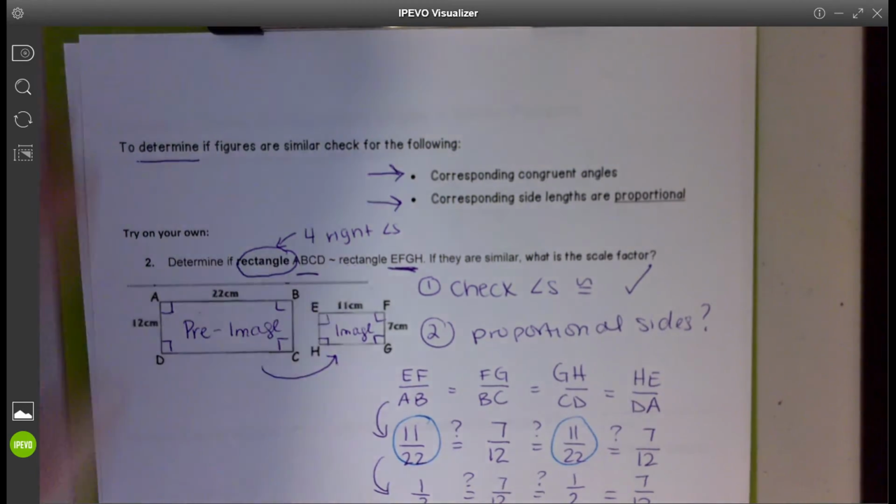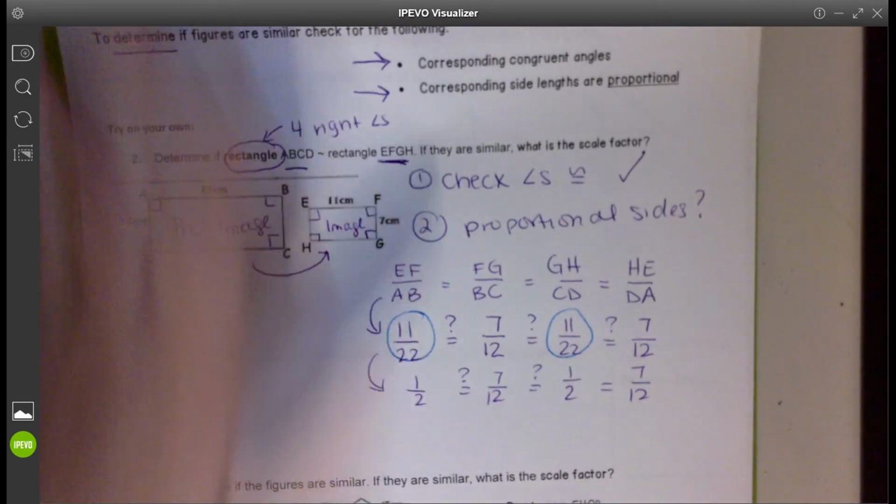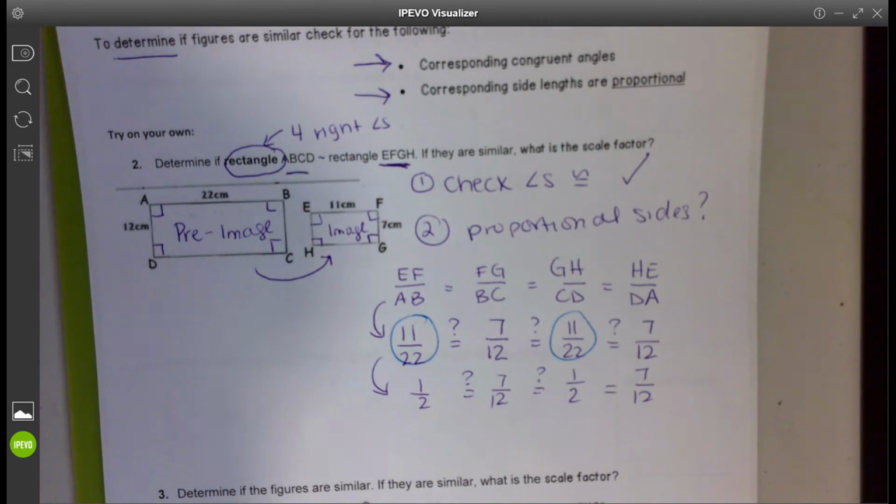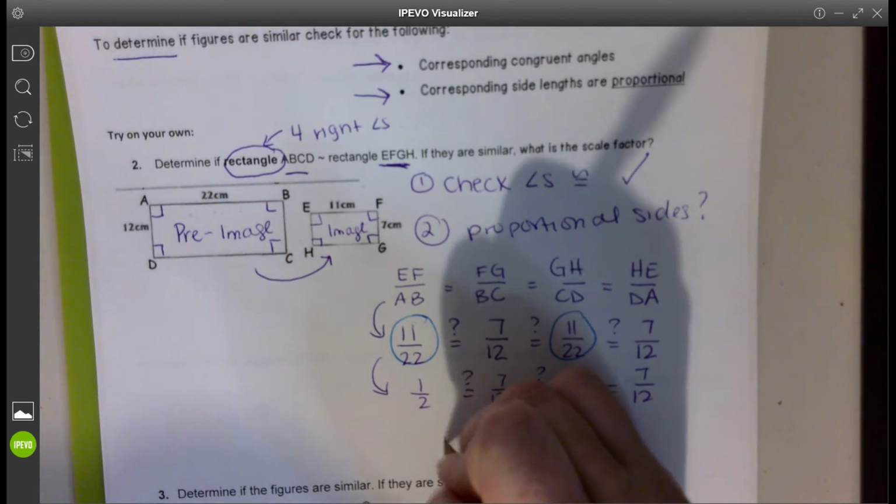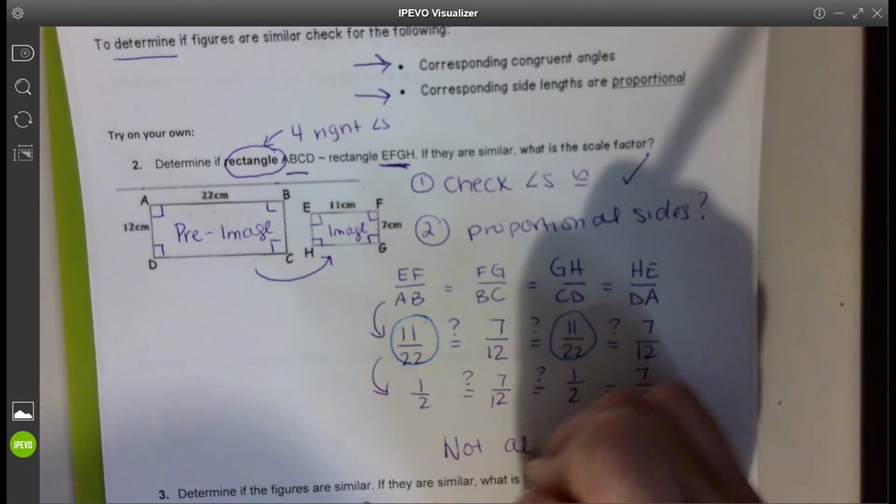Okay, so here are my 4 fractions. Are they all the same? If they are all the same, we have a scale factor. If they are not all the same, we do not have a scale factor, and then that means our rectangles are not similar. So do we have a scale factor? No, we do not. Not all the same number.